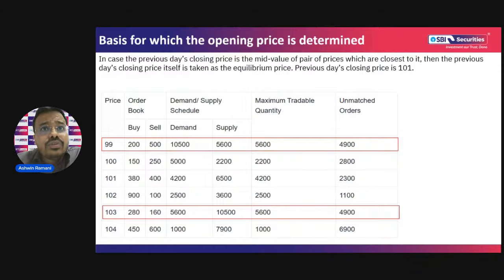These are all the rules laid down by the exchange. These are not rules created by me. But the exchange's circular came out recently. You can read the circular online. That is how the rules and the opening prices are determined by the exchange. So what if 101 is equidistant from 99 and 103? In that case, what would be the closing price?